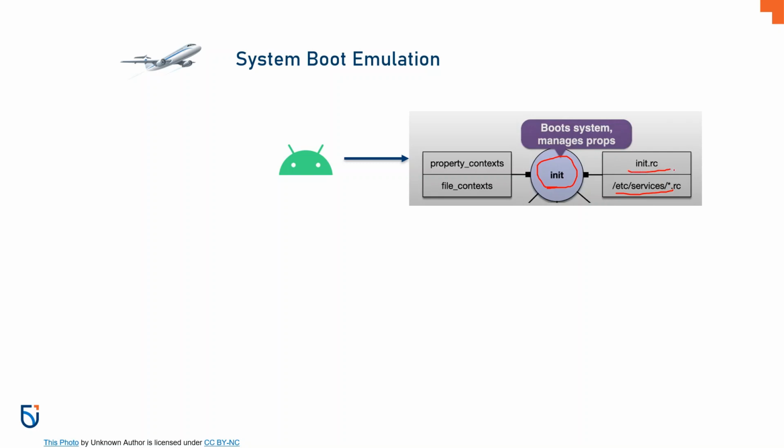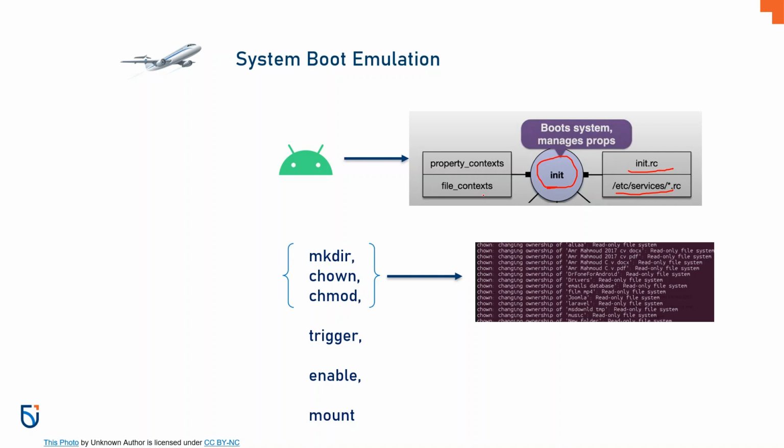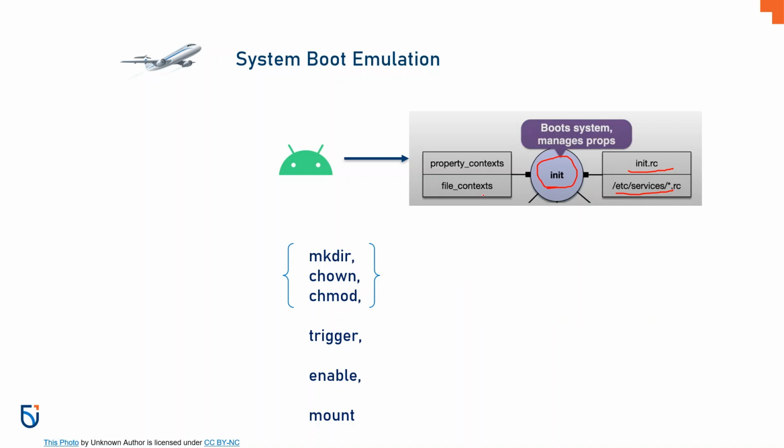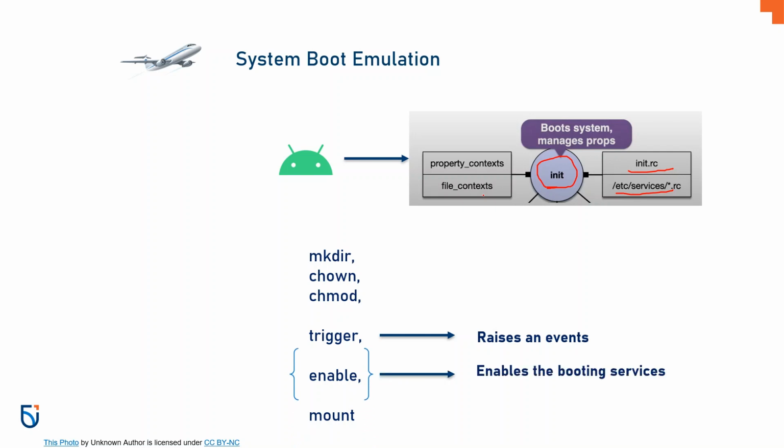The author mimicked init.rc and implemented commands such as mkdir, chown, and chmod, which change the state of the file system including the DAC information. Then trigger raises an event, the enable command starts all the booting services, and the mount command mounts all the file systems to the mount point.